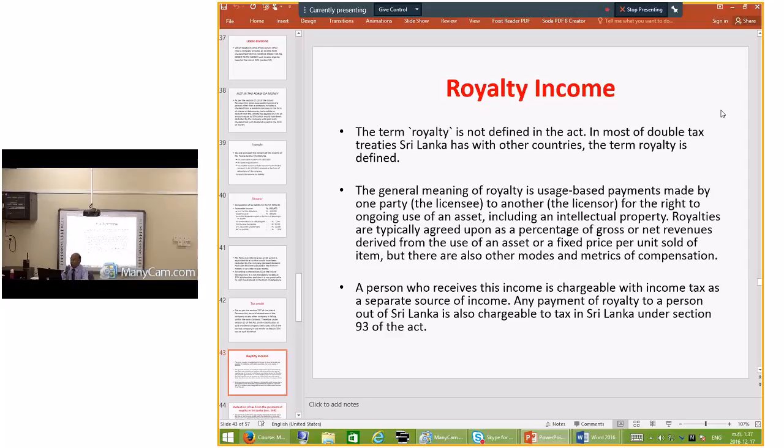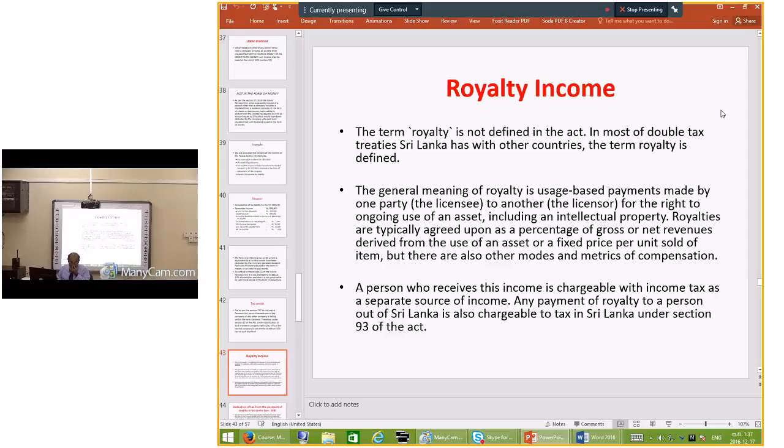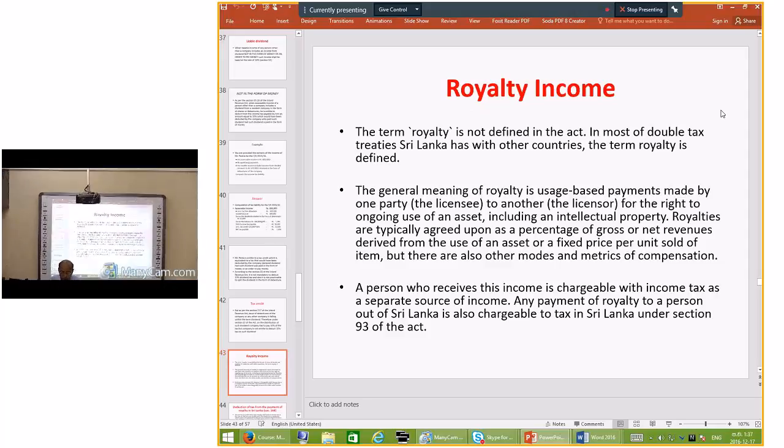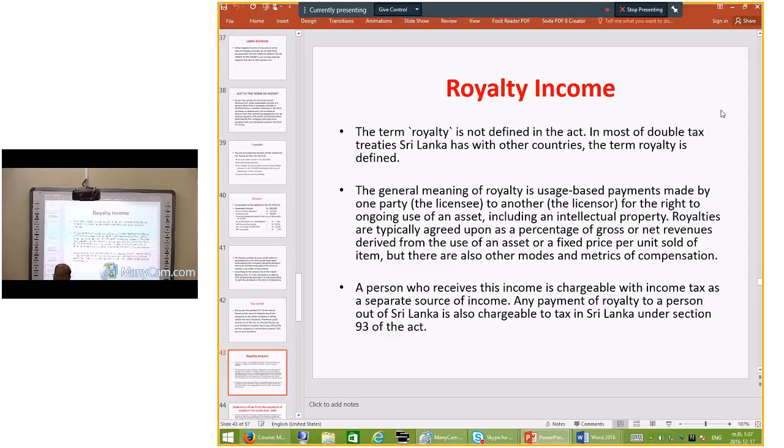Right. Now again, section charges, annuities. Madam has not discussed that, no? All right. Now we discussed net annuity, or madam discussed, right? Now today we discuss the royalty income.